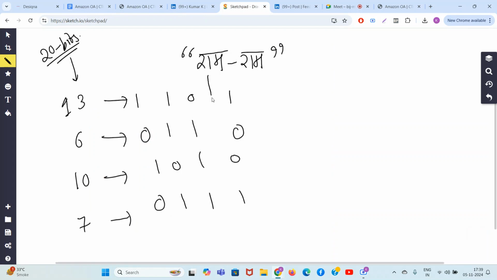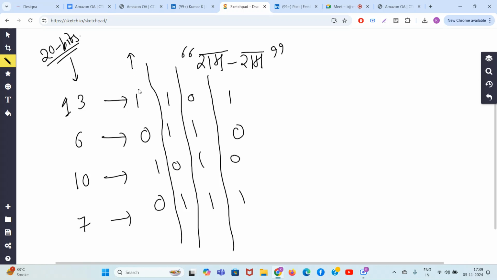So guys, now listen. You can solve each column separately. See, each column is nothing but a string of ones and zeros, and you know how to solve for ones and zeros.